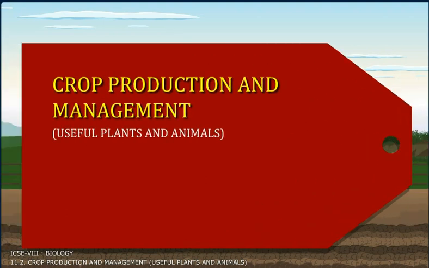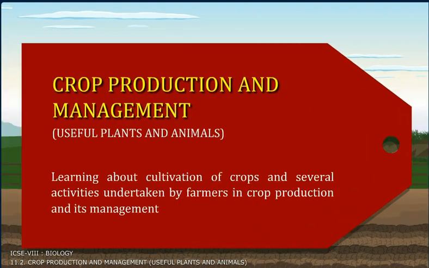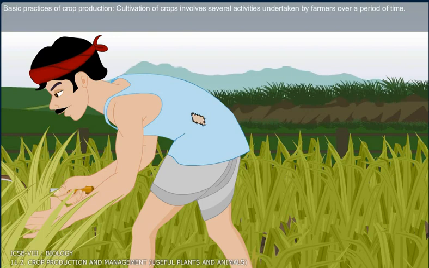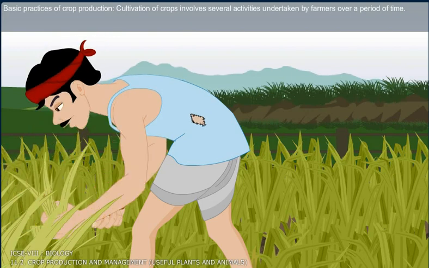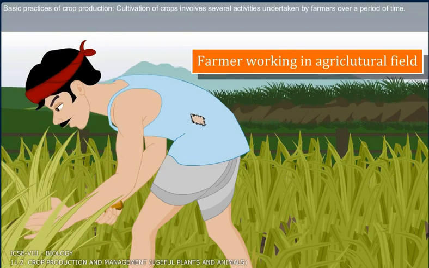Topic: Crop Production and Management. Learning about cultivation of crops and several activities undertaken by farmers in crop production and its management. Basic practices of crop production.